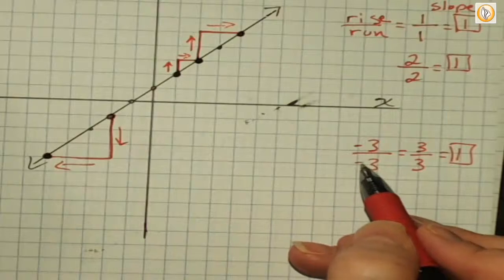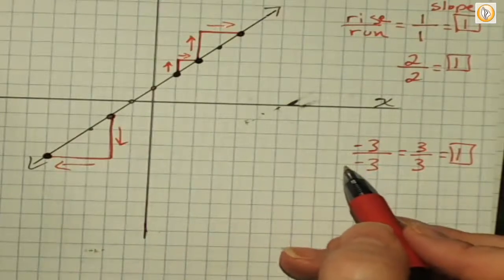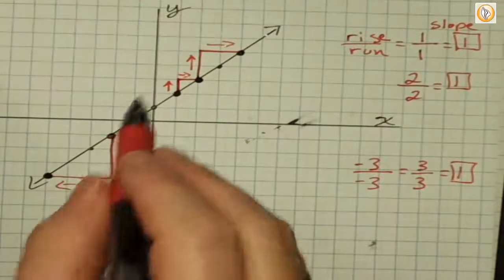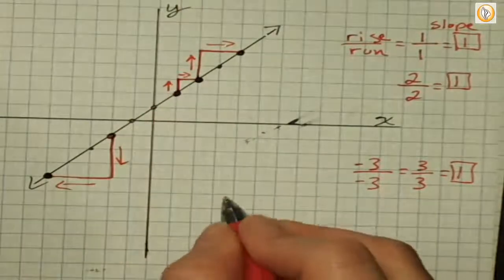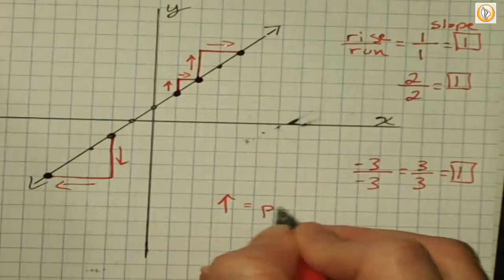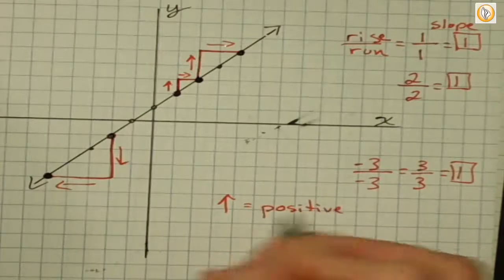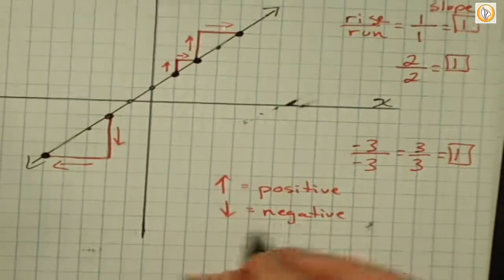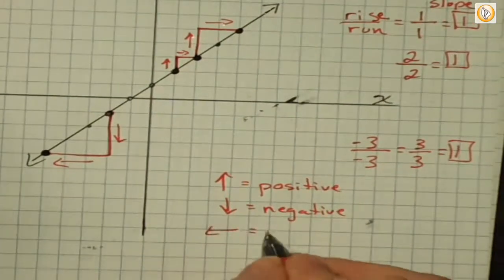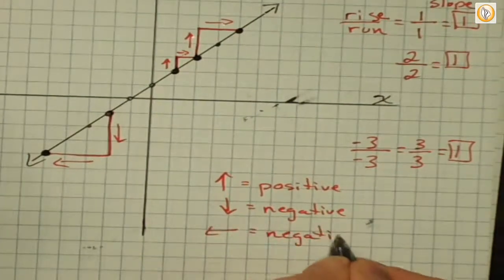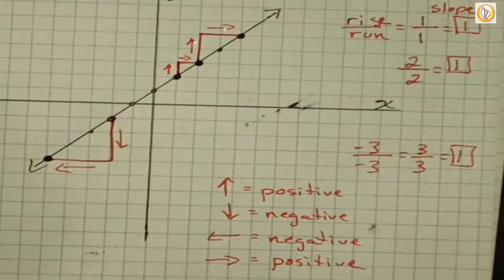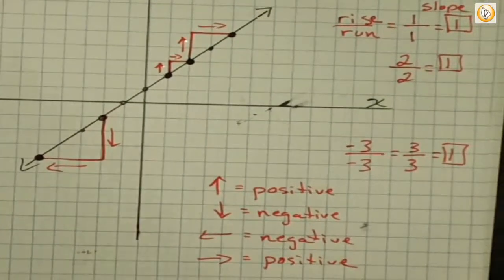What if it's going to the right? Well, I'm going to show you another example. So remember, if you go up, it's positive. Down is negative. Left is negative. Right is positive. And y'all can start writing on this. So you can write all of this down.